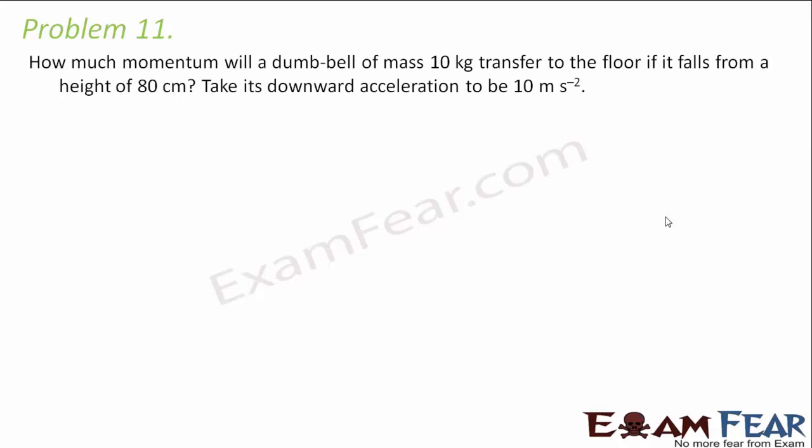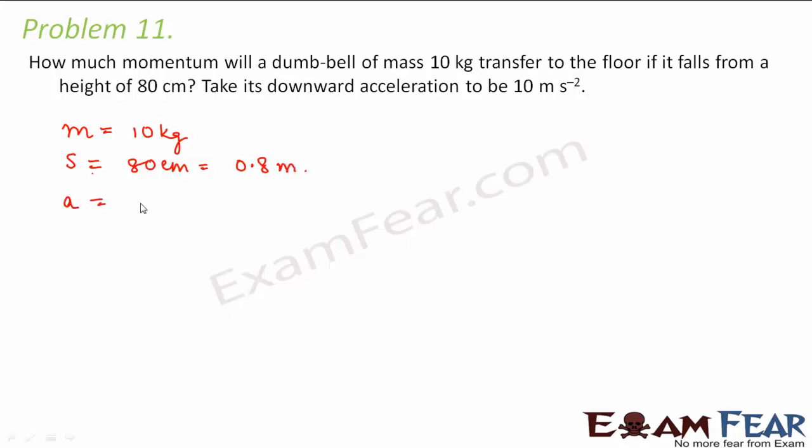How much momentum will a dumbbell of mass 10 kgs transfer to the floor if it falls from a height of 80 centimeters? Take its downward acceleration to be 10 meter per second square. So in this case, the mass of the dumbbell is given as 10 kgs. It falls from a height of 80 centimeters. That means the distance that it covered is 80 centimeters, which is equal to 0.8 meters.